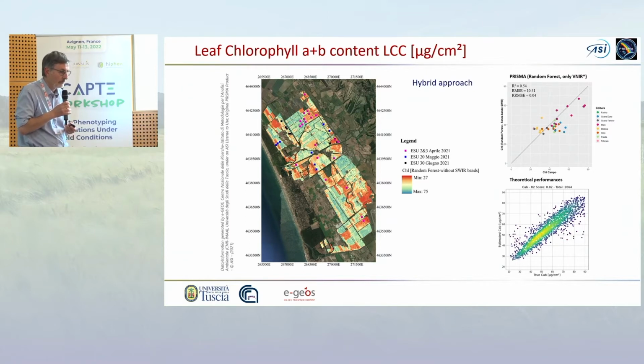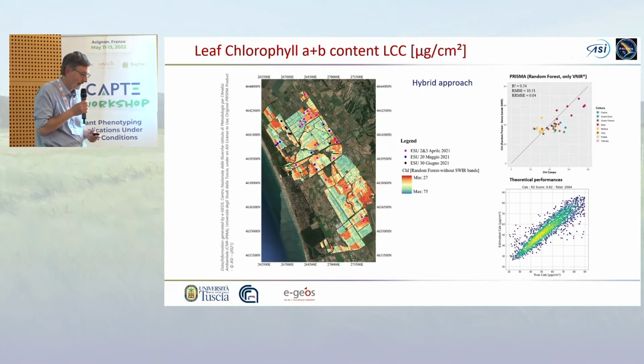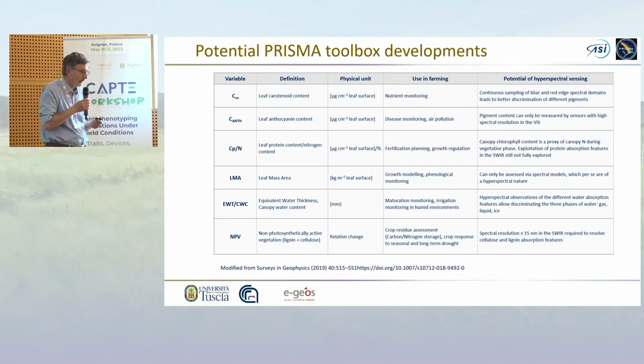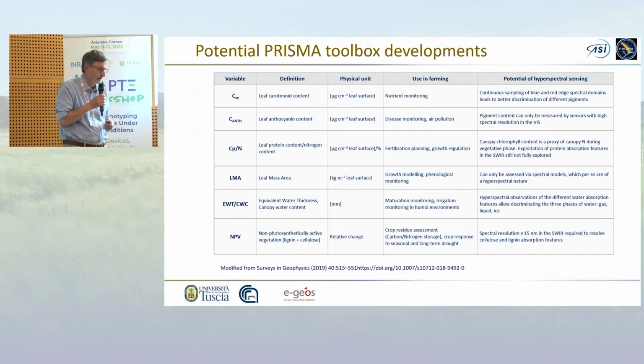We've been trying to use Prisma data to estimate leaf chlorophyll content. It's not very easy. You see some scatter in the results, maybe some outliers based on the previous presentation, but also because it's a leaf-level test. But of course the opportunity is to estimate many more biophysical variables, like other pigments, carotenoids and so on, and protein, and there are many tests going on using this satellite hyperspectral data.